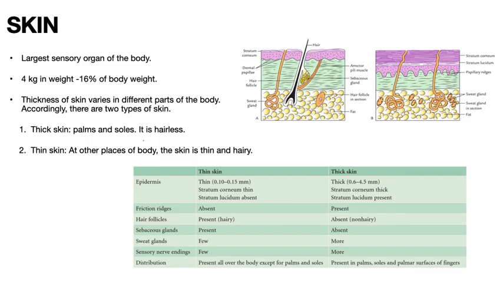Today's topic is skin and fascia, where we'll cover the general anatomy of the skin and the fascia. Skin, as we all know, is the largest sensory organ of the body. There are two types of skin: thick skin and thin skin. Thin skin is present everywhere on the body, which is hairy, and thick skin is the skin present on the palm and the soles, and it is hairless.